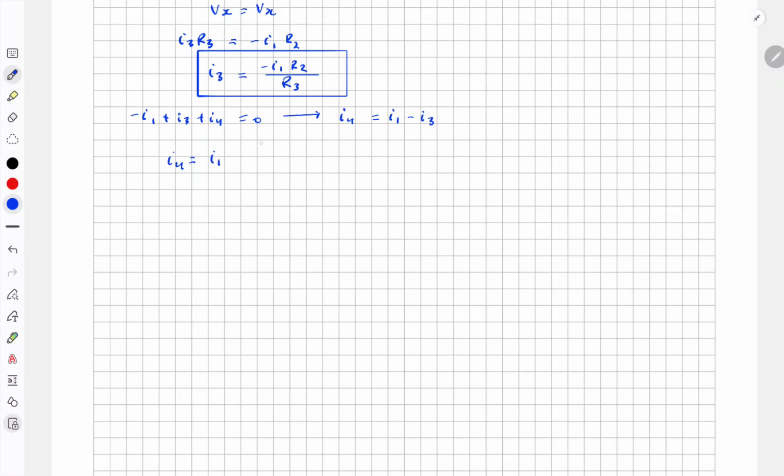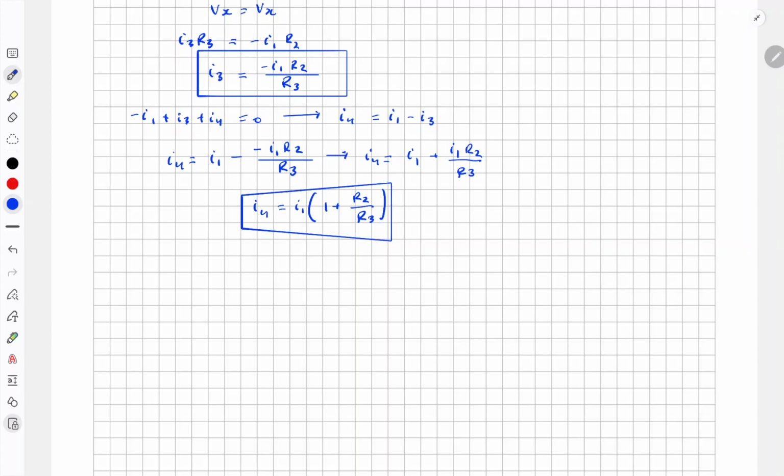Maybe I need to plug something in for I1 later, but I don't know. But just plug in for I1 first. We just solved for I3, so we can say it's negative I1 times R2 over R3. We just plug that here, and we say I4 is equal to I1 plus I1 R2 over R3. So factor out I1: I4 is equal to I1 times 1 plus R2 over R3.